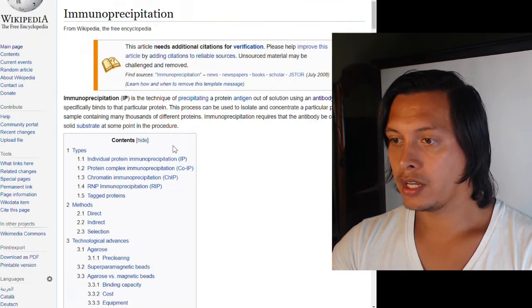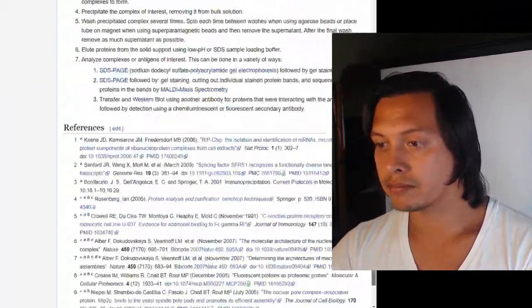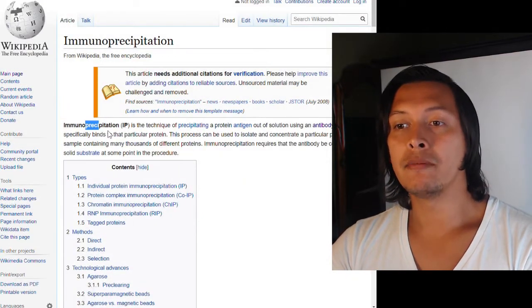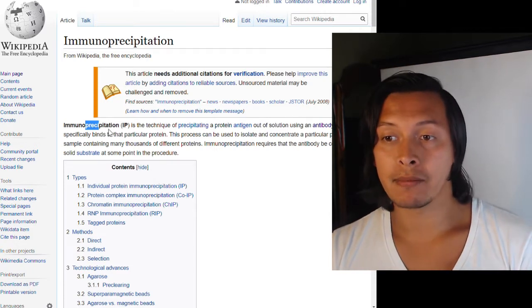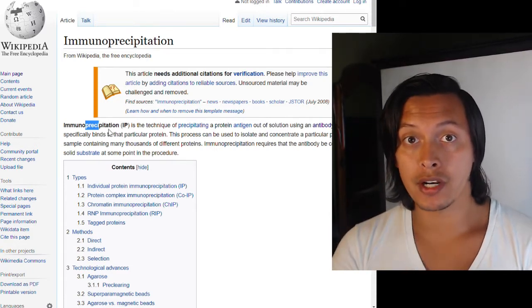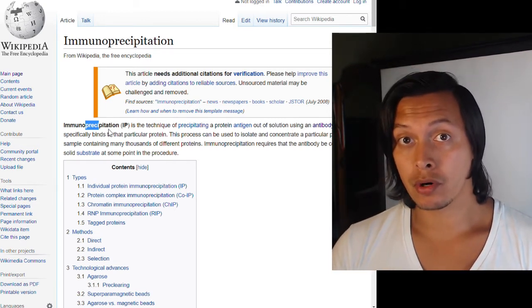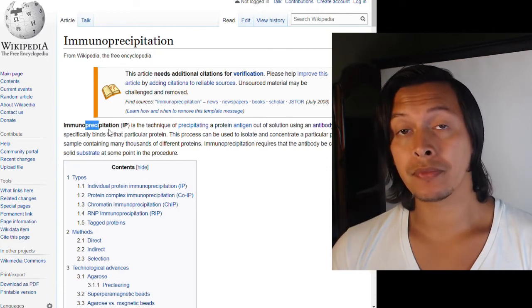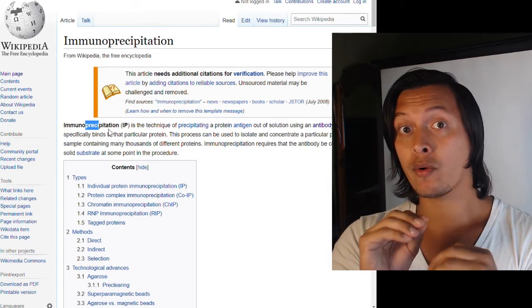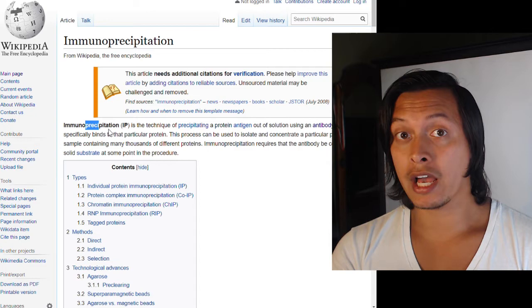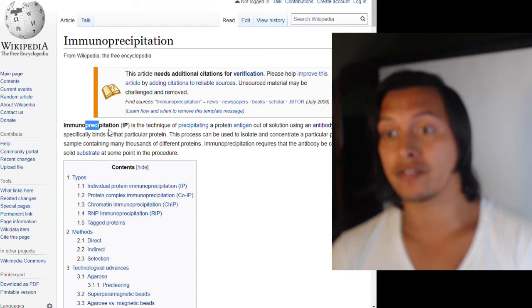I like Wikipedia, and Wikipedia always has nice imagery. Okay, so immunoprecipitation is a technique of precipitating protein antigens out of solution by using an antibody. So you have your proteins floating around in solution, and then you add the antibody, and those antibodies will bind to those proteins and cause those proteins to fall out. Now, if the protein target that you're trying to precipitate out interacts with a different protein, then you will have co-immunoprecipitation, where both of the proteins get taken out of the solution.